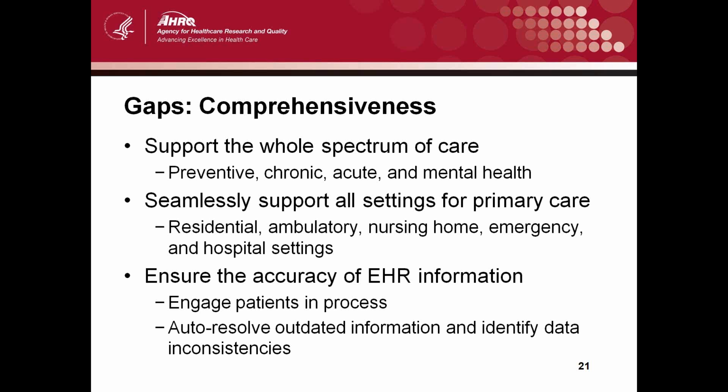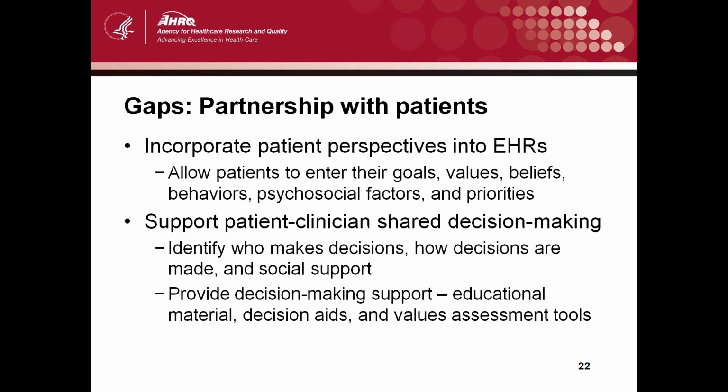And then seamlessly being able to support across settings, and a new direction that people thought we needed to think a lot about was ensuring the accuracy of the information that's in electronic health records. A lot of things we're seeing more and more within practices, that the information that's being stored or that might be coming into the record can be misentered. And how do we improve this process? And one of the mechanisms for thinking about this was engaging patients in the process, and even thinking about alerts and reminders to try and auto-resolve outdated information or to identify data inconsistencies, because a lot of times within the same record, there's things that don't make sense.